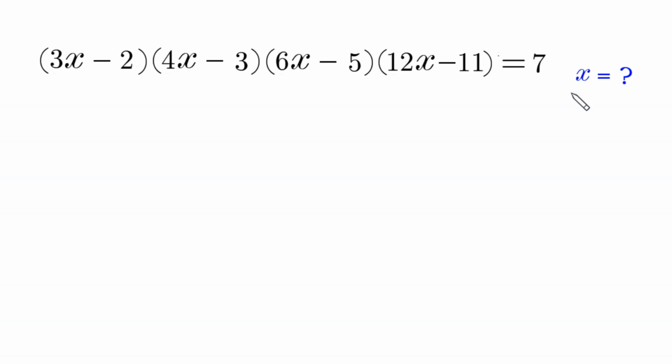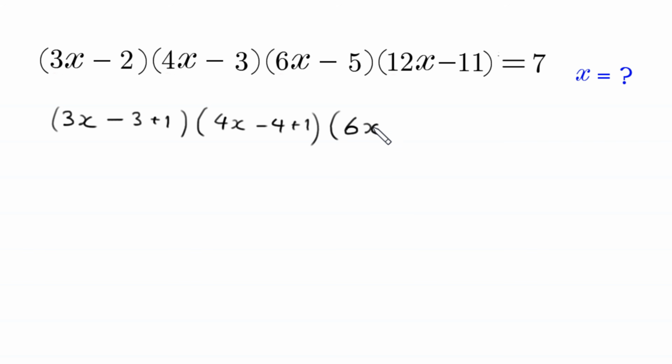So let's start. 3 times x, this negative 2 can be written as negative 3 plus 1, times 4 times x, this negative 3 can be written as negative 4 plus 1, times 6 times x, this negative 5 can be written as negative 6 plus 1, times 12 times x, this negative 11 can be written as negative 12 plus 1, is equal to 7.